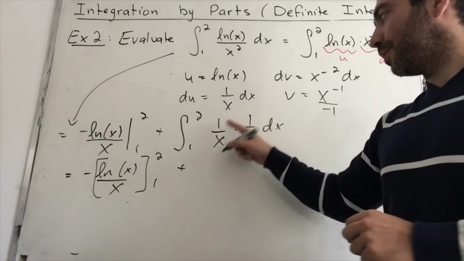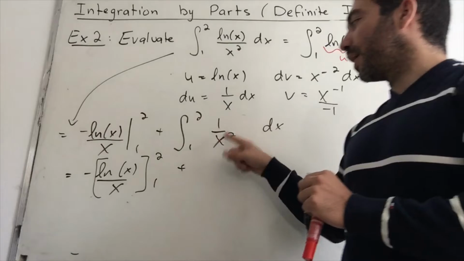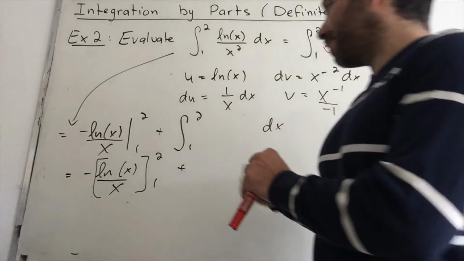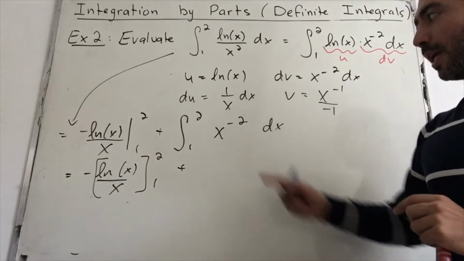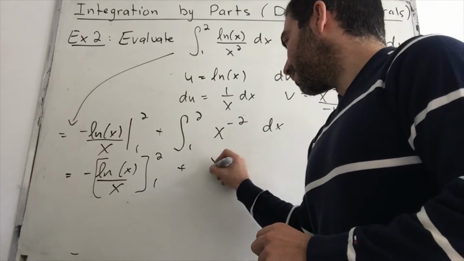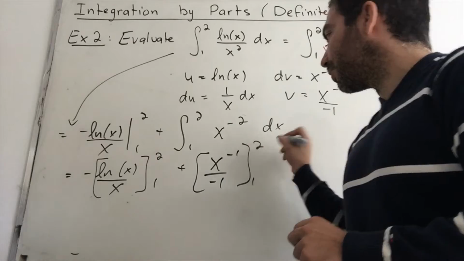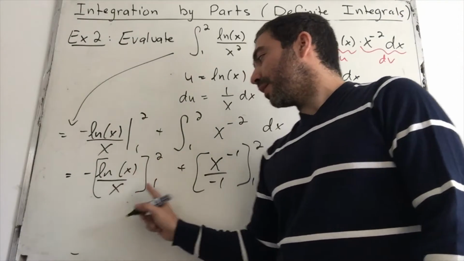And this over here is basically just 1 over x squared. 1 over x times 1 over x is 1 over x squared, which is the same as bringing it up, x to the negative 2. And now we just use the power rule. So we add 1 to the exponent and divide by that value, from negative 1 to 2, from 1 to 2. And now we apply FTC part 2. So we evaluate at the upper bound and the lower bound.